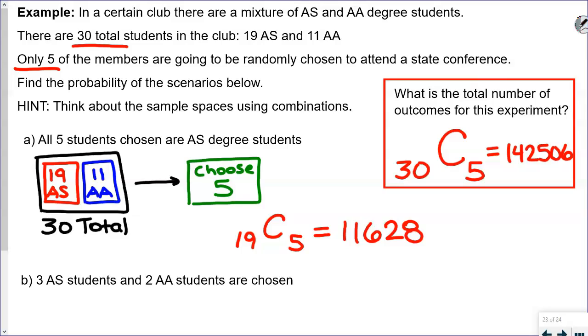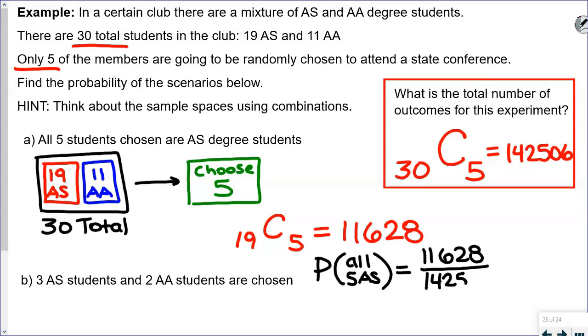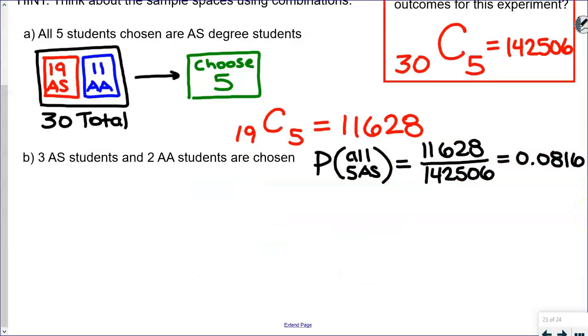So our probability, the probability of choosing all 5 AS students would be 11,628 divided by 142,506. So we get 0.0816 for our answer there. All right, so that would be the answer for the first part.